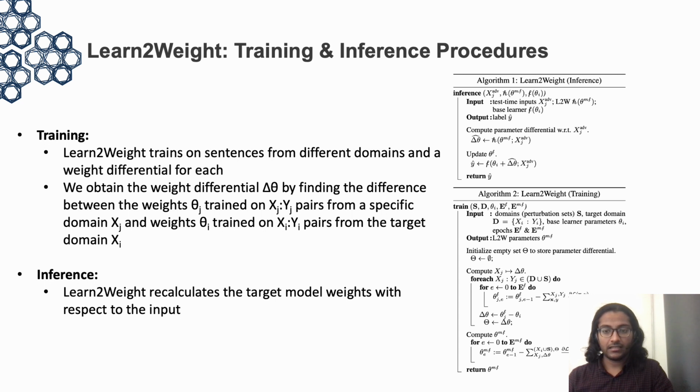During training, Learn2Weight trains on sentences from different domains and a weight differential for each domain. We obtain the weight differential by finding the difference between the weights trained on sentence label pairs from a specific source domain and weights trained on sentence label pairs from the target domain. During inference, Learn2Weight recalculates the target model weights depending on the input.